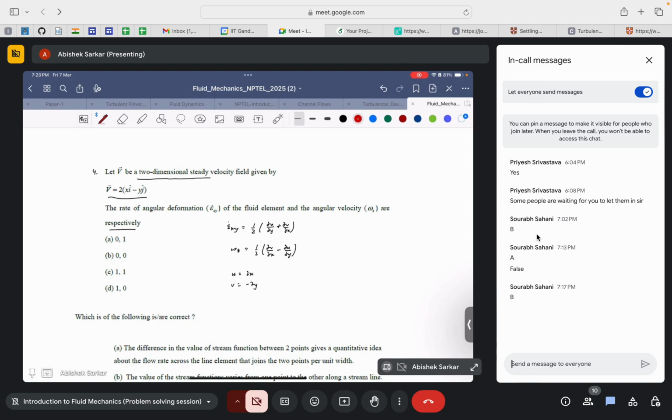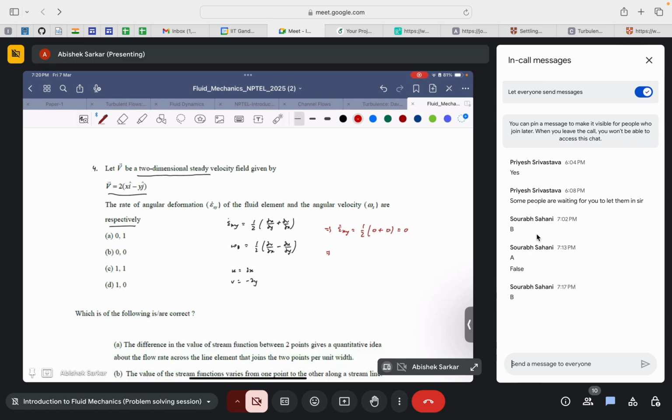So if we do that, epsilon dot xy would be half of, then u is 2x, so dou u by dou y is 0, plus dou v by dou x, v is 2y, so it's not a function of x, so it's again 0. So epsilon dot xy is 0. Similarly, omega z would again be the same, because v is not a function of x and u is not a function of y, so both of these would again be 0, so it will be 0. The correct answer is B.